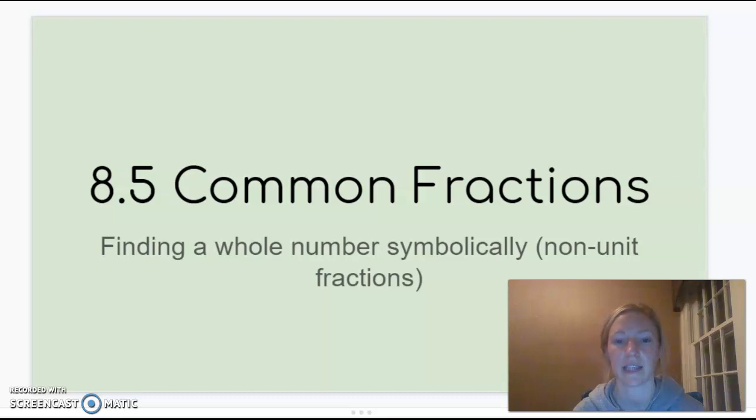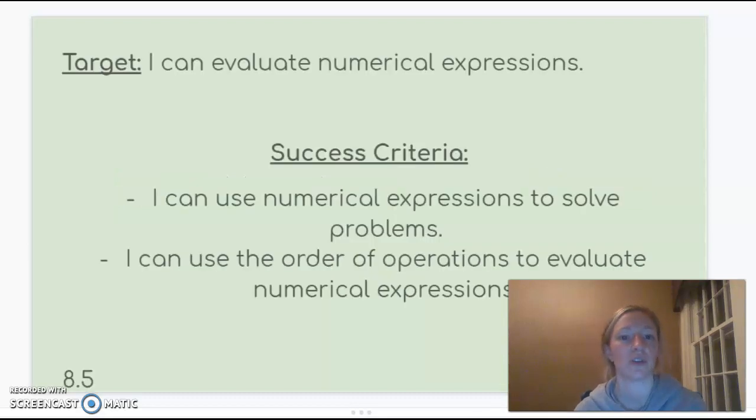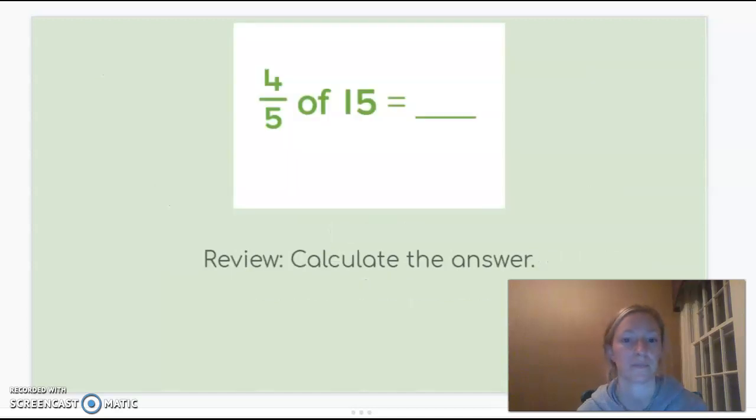Hi guys, today's lesson is 8.5 Common Fractions, finding a whole number symbolically with non-unit fractions. So your target is I can evaluate numerical expressions. Your success criteria is I can use numerical expressions to solve problems. I can use the order of operations to evaluate numerical expressions.